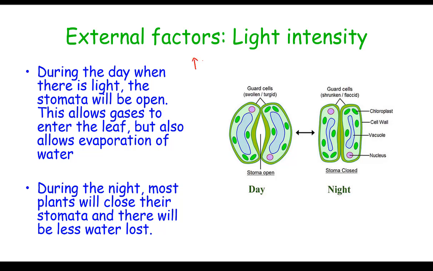When there is a high light intensity, the stomata are probably going to be open, and if they're open it makes sense that there would be more transpiration or more water loss. Whereas at low light intensity, the stomata are likely to be closed, so there'll be less transpiration. The second external factor we'll look at then is temperature.